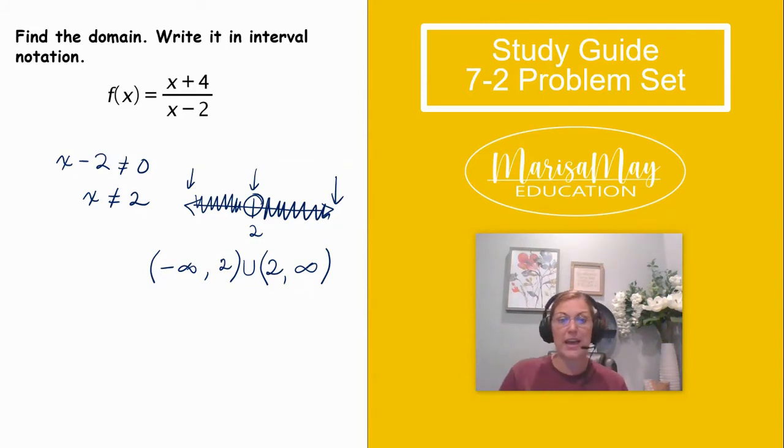So focus on what we have here. This part of the domain told us what x could not be. This notation tells us every value that x can be. So I hope that helps you with rational functions.